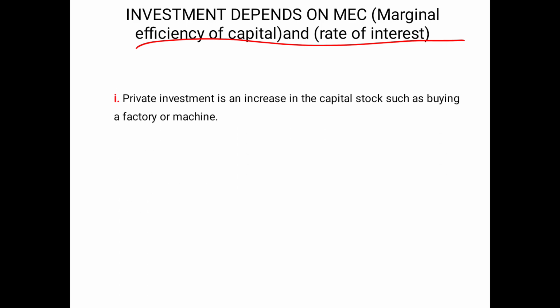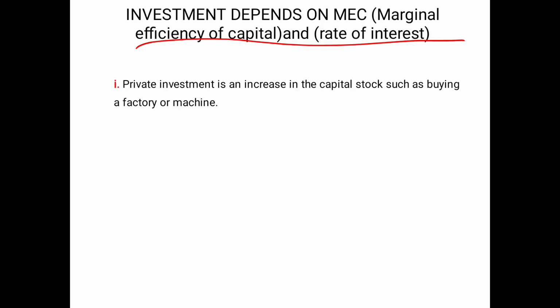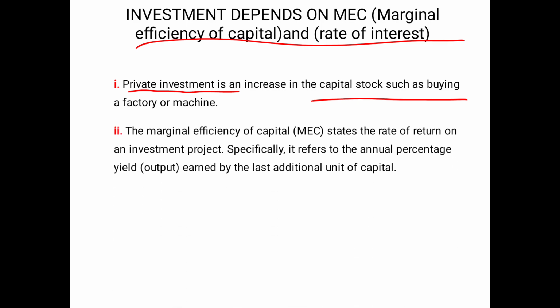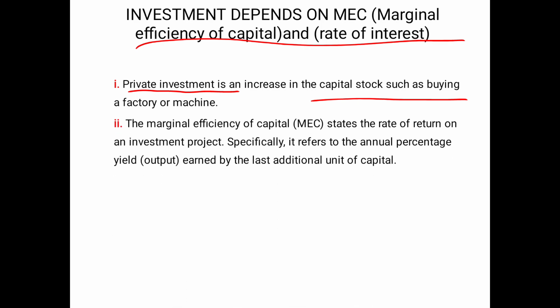Now investment depends upon MEC. Okay. What do you mean by MEC? It's nothing but marginal efficiency of capital and rate of interest. Okay. Here we have private investment. Okay. Private investment can be done for manufacturing, for infrastructure, for irrigation, mining, or for all these. So it increases the capital stock. Private investment leads to capital stock.